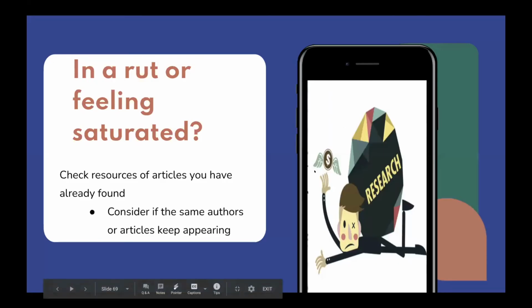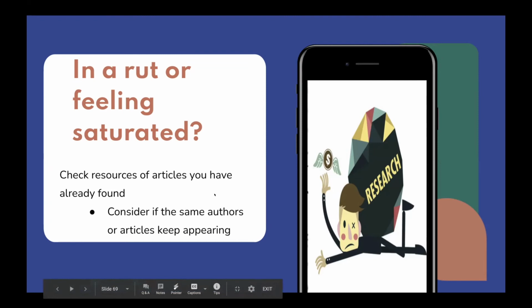So let's talk about now saturation. There comes a point when you're doing research where you think, have I done enough? Can I stop reading? Am I not going to find something else? Am I missing something? And that's a really common feeling. Sometimes it can feel like there's just too much to read.